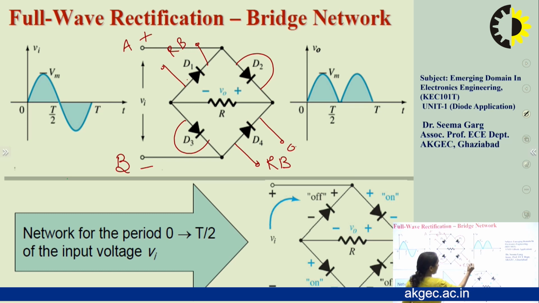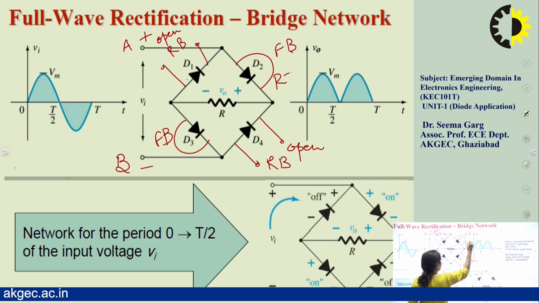So this is open circuit. This is also open circuit. Whereas these 2 diodes D2 and D3 will be forward bias and offering 0 resistance.